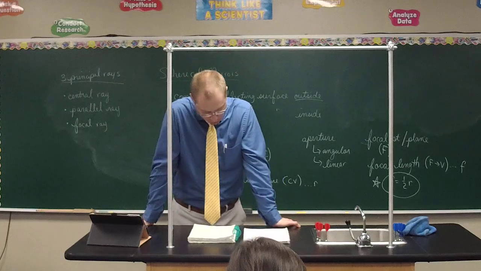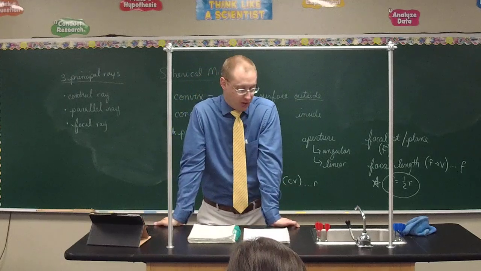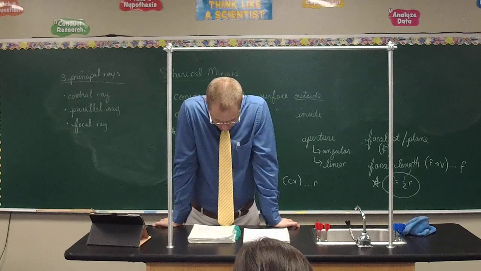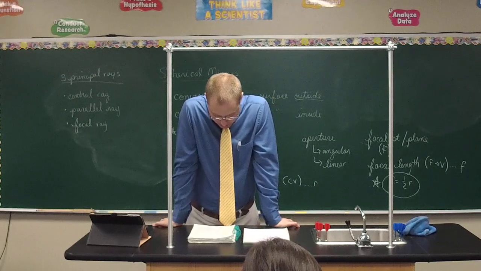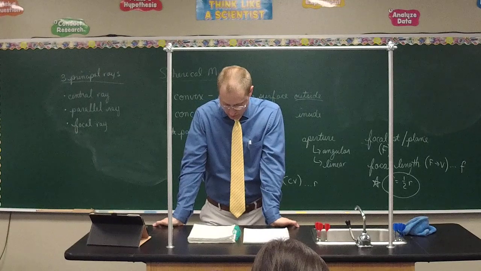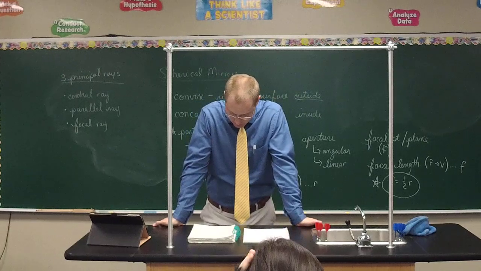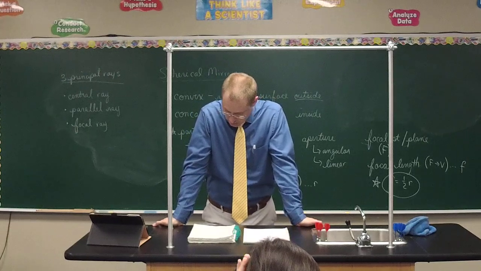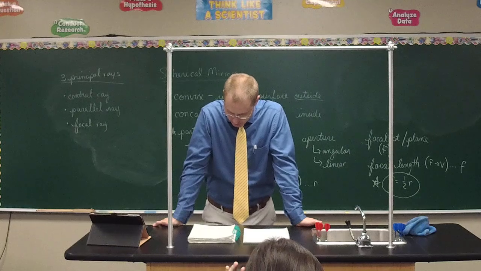Number 5, read through part B for us, Michael. An object 3 centimeters high rests on the principal axis at a distance of 15 centimeters from the concave mirror with a radius of 12 centimeters. Make a scale drawing and graphically determine the position and size of the image.